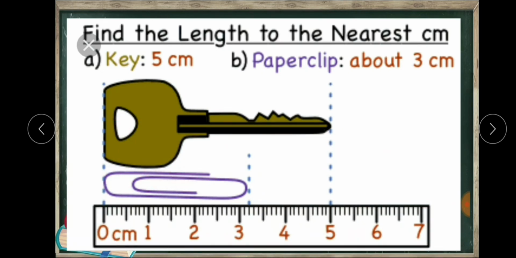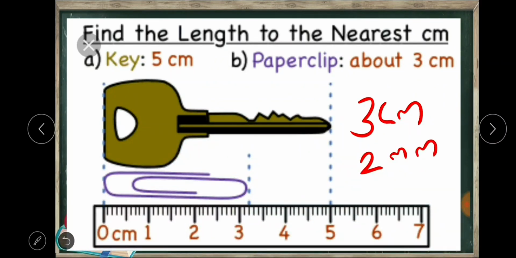And here you can see a paper clip. See, it starts from the same position 0 and ends not at 3. After 3, 2 points are also there. These 2 small lines represent millimeter. Okay, the small points represent the millimeter. So we can say the length of the paper clip is 3 centimeter and 2 millimeter.